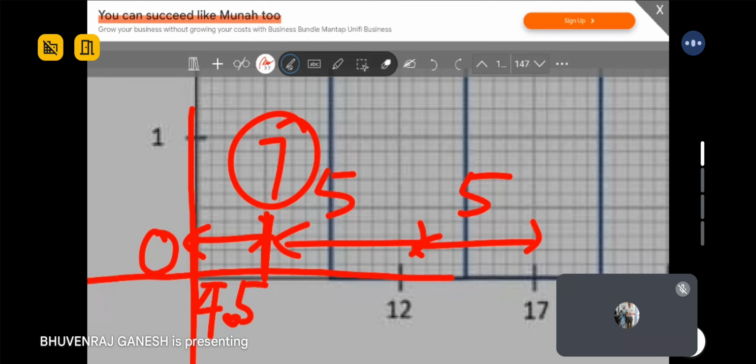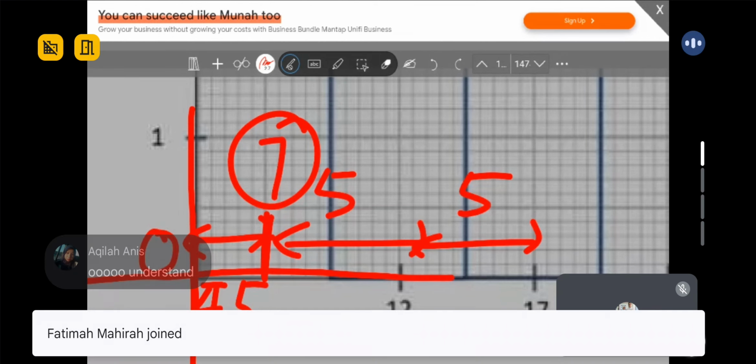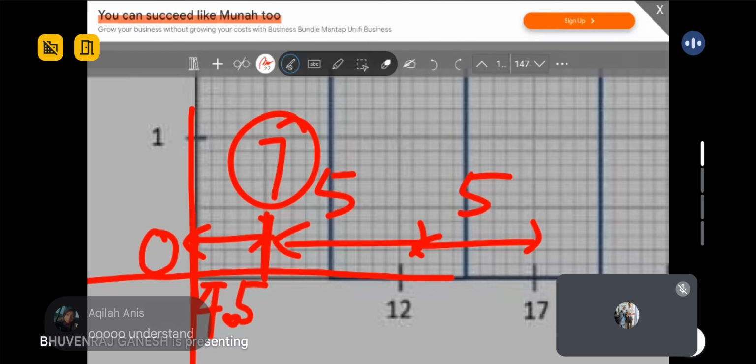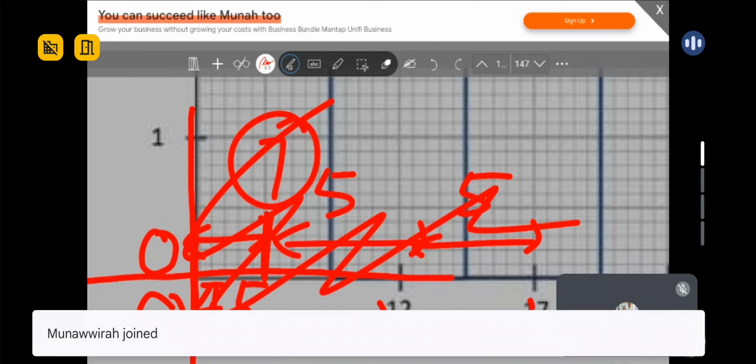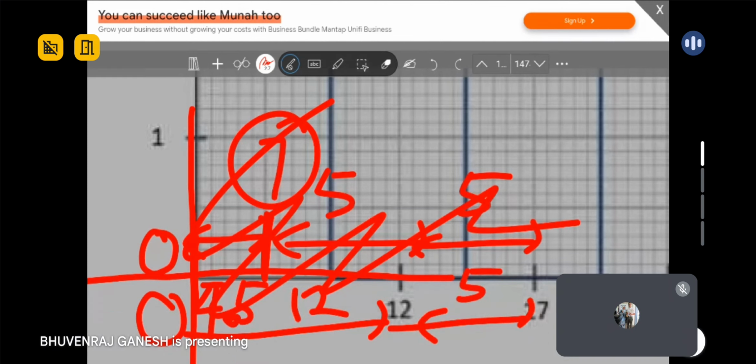Boleh faham? Can understand? Sebab kita nak skala seragam tu. We want to maintain a uniform scale. We don't want suddenly from 0 jump to 12. Kalau kamu label kosong kat sini, kosong 12, 12, 7, guys. Mana ada skala seragam? 12 unit and then suddenly 5 unit. Where got sense, guys? No sense, right? Am I right?